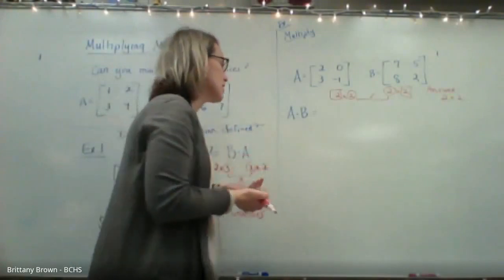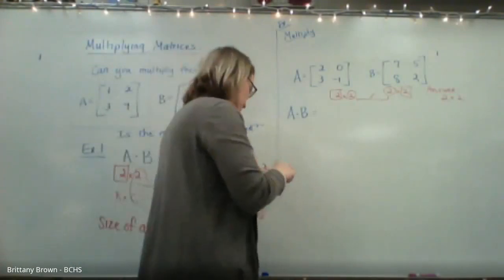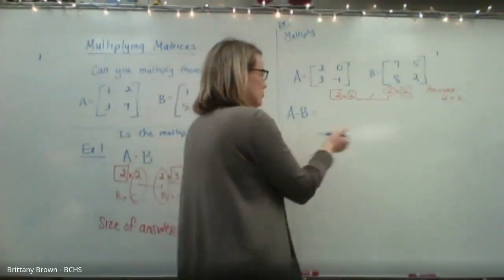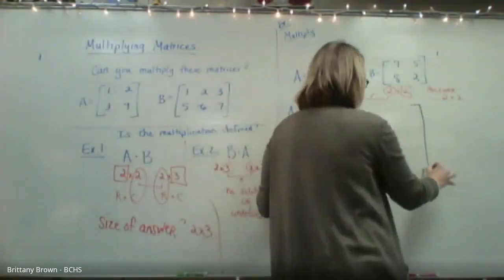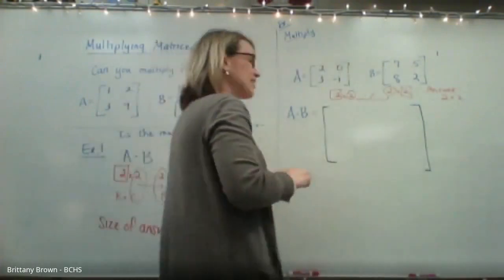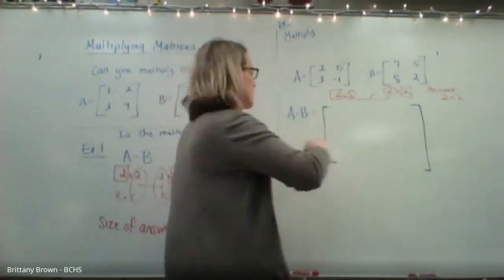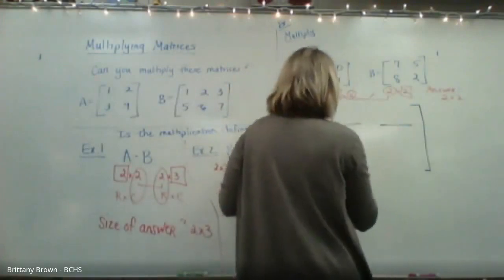Okie dokie. So here's what I'm going to do. I'm going to make a really big matrix right here, and I'm going to label some stuff. If we're going to get a 2 by 2 for an answer, that means we're going to have 2 rows and 2 columns.